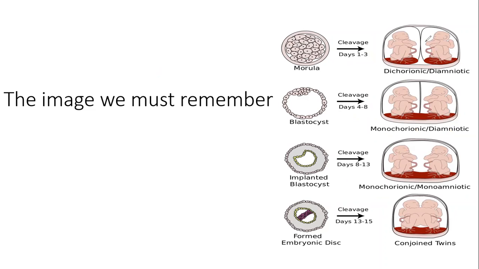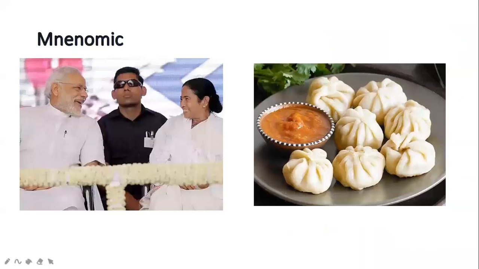Now we have to remember these images and the terms, right? And some characteristic features of a few images. So we'll see the mnemonic now. Okay, how we can mug up. See, this is a very funny mnemonic which I made, and I don't know if other people also have made this. But as you can see here, this is a very famous person. He's Modi ji, right? Modi, and this is West Bengal CM Mamta Banerjee, and this is Momos, right?